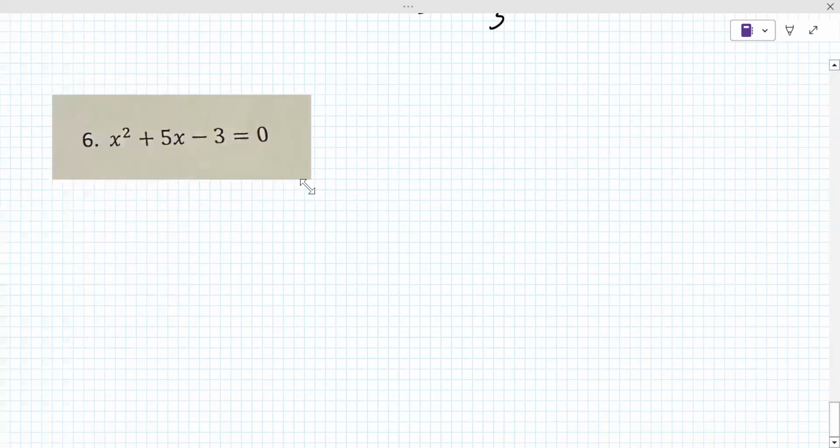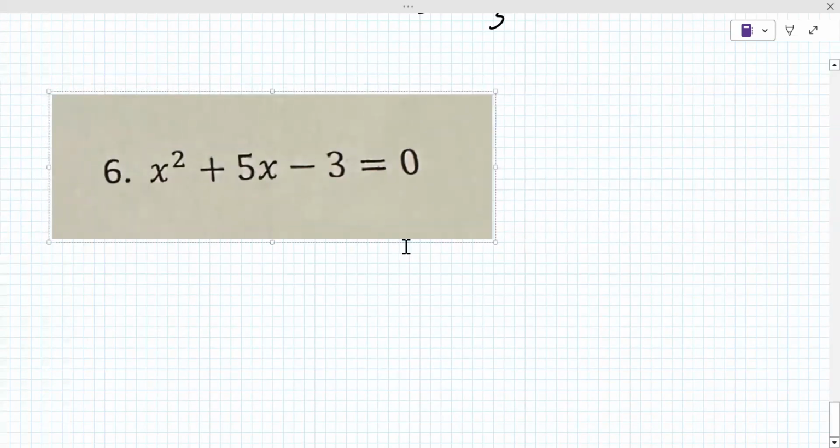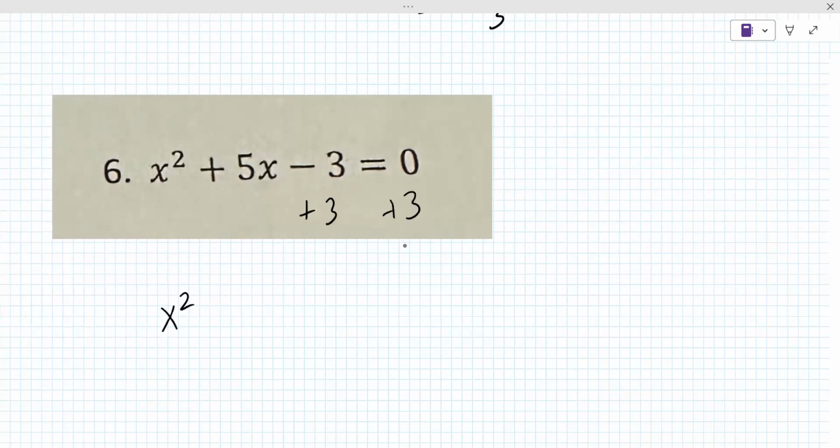These are all the most difficult type. With the typical completing the square, you don't get fractions, you don't have to deal with factoring out, you don't have to deal with negatives, but it's actually a lot like the quadratic formula. It always works. So here you're going to move the -3 over to the right. So you have x squared plus 5x, leave a space, equals 3.